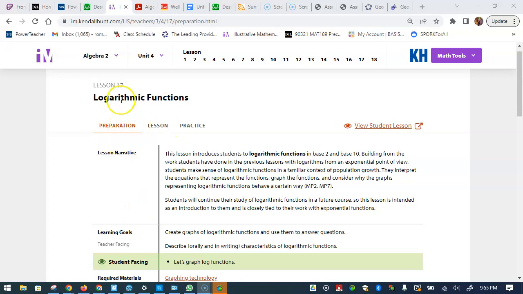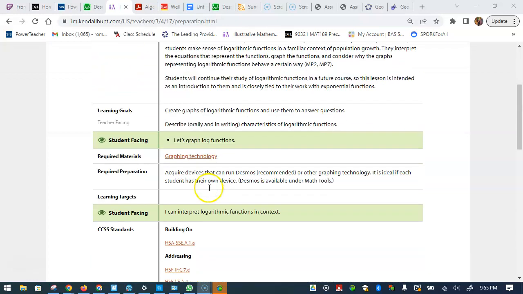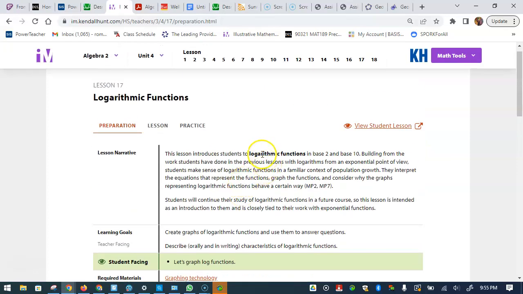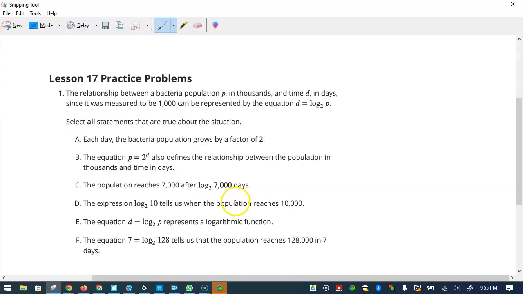Okay, students, this is lesson number 17, and the learning target for this lesson is let's graph logarithmic functions, and also I can interpret logarithmic functions in different contexts. So we're going to check how log is being used in real life. So we will go straight to practice problem number 17 of this lesson. Here it is, the first problem.